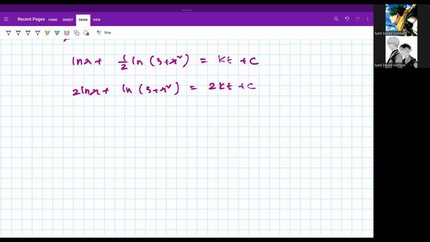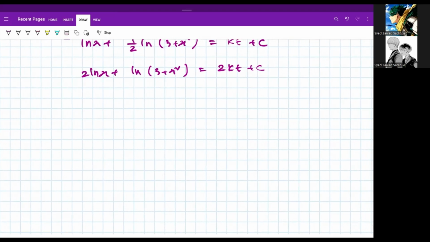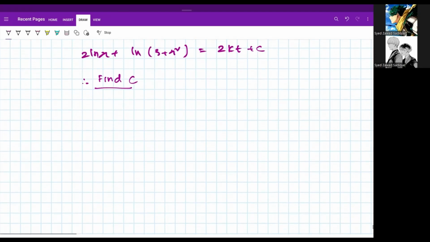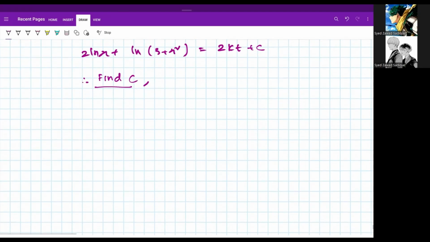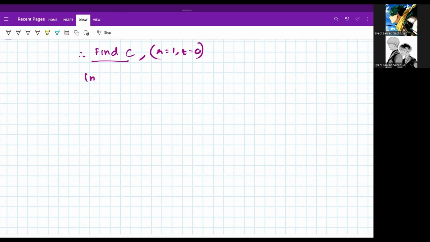Sorry, where was I? Now what we have to do is find the value of c. We know for x is equals to 1, t is equals to 0. And just use this, so we can say 2 ln 1 plus ln 4 is equals to c. c is equals to ln 4 because ln 1 is equals to 0.